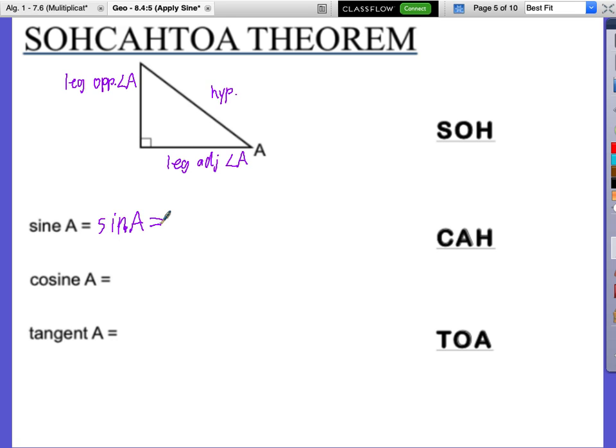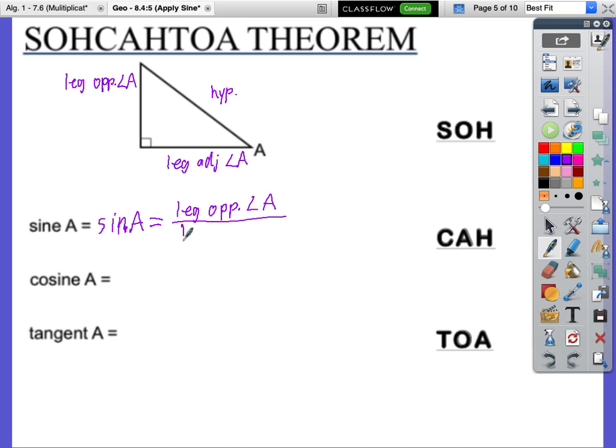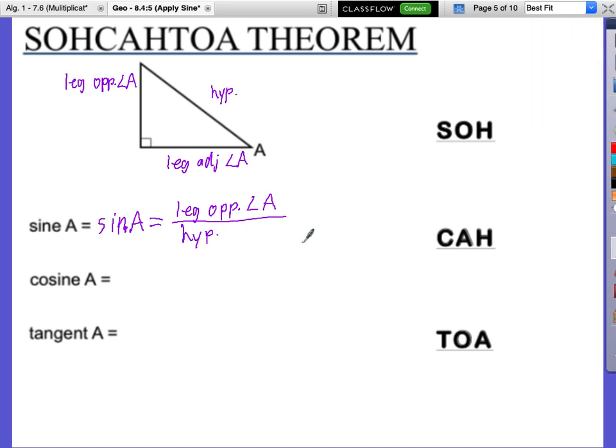Now the sine function is a ratio, a fraction. And it's going to be the length of the leg opposite angle A over the length of the hypotenuse. So the sine of angle A is equal to the measure of the leg opposite angle A over the measure of the hypotenuse. You would take those measures, you plug them in there, and you would get what your sine of angle A is.